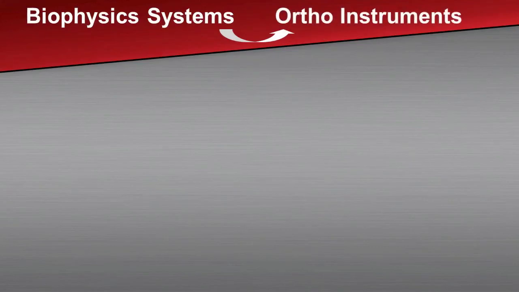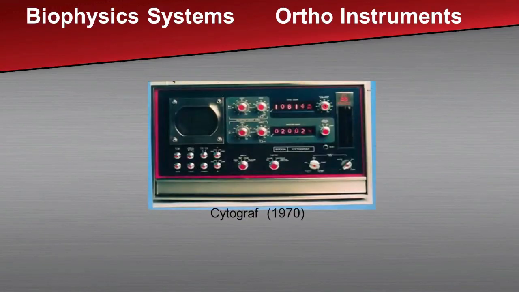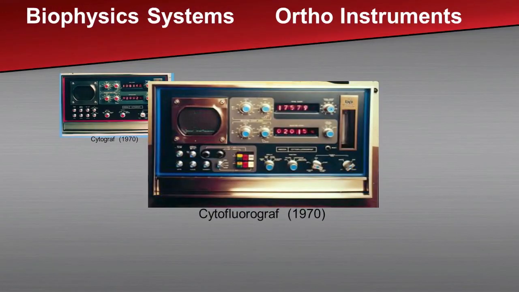I left IBM in '68 to start a company called Biophysics Systems. Biophysics became Ortho Instruments in '76. It was bought by Johnson & Johnson. Dr. Kamensky's company, Biophysics Systems, introduced two of the earliest cytometers as we now recognize them: the Cytograph, which measured light absorption of chromatic stains as well as forward scatter, and the Cytofluorograph, which measured two wavelengths of fluorescence and forward scatter.